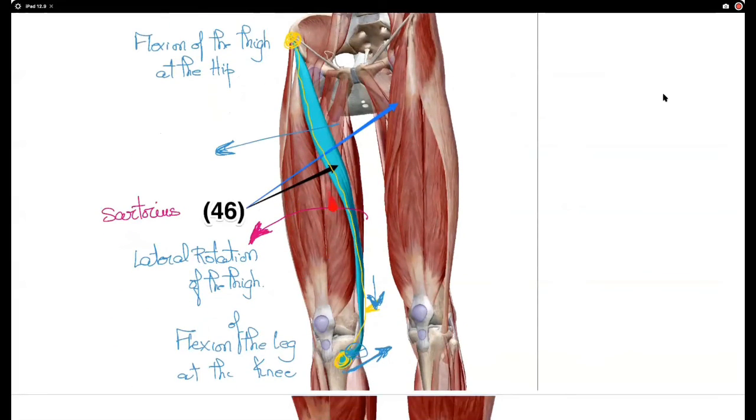Longest muscle in the body, this is my sartorius. If you remember, the sartorius travels in front of the hip and behind the knee joints, which will allow it to perform flexion of the hip and flexion of the knee, also lateral rotation of the thigh.